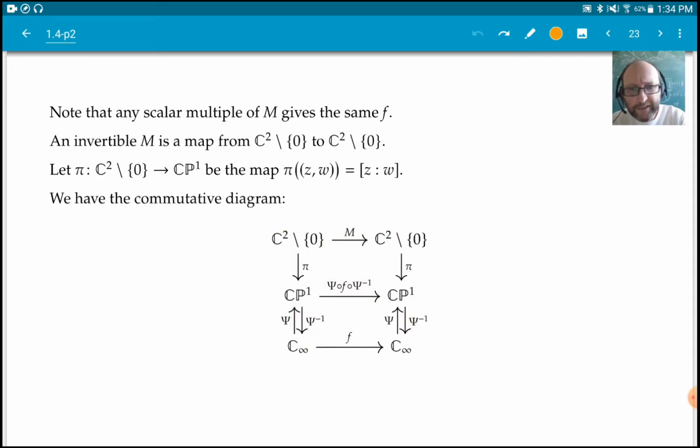Now note that over here, these maps are not one-to-one, right? They take anything in that one-dimensional subspace and give you the corresponding point in CP1. But anyway, this is the way to think of how all these maps are related, how the matrix and how the linear fractional transformation are related, and it's really through thinking about it as a map of complex projective space.